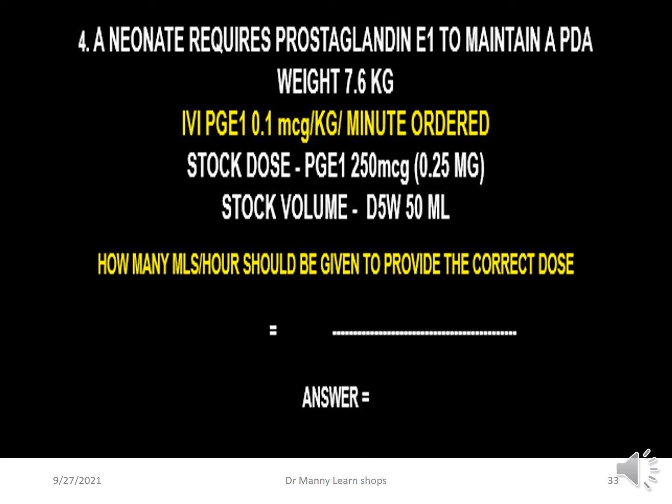Then you've got a neonate that requires a prostaglandin E1 infusion to maintain a patent ductus arteriosus. The neonate's weight is 7.6 kilograms. The IV prostaglandin is 0.1 micrograms per kg per minute ordered. The stock dose is 250 micrograms or 0.25 milligrams, and the stock volume is 50 mils. How many mils per hour should be given to provide the correct dose?